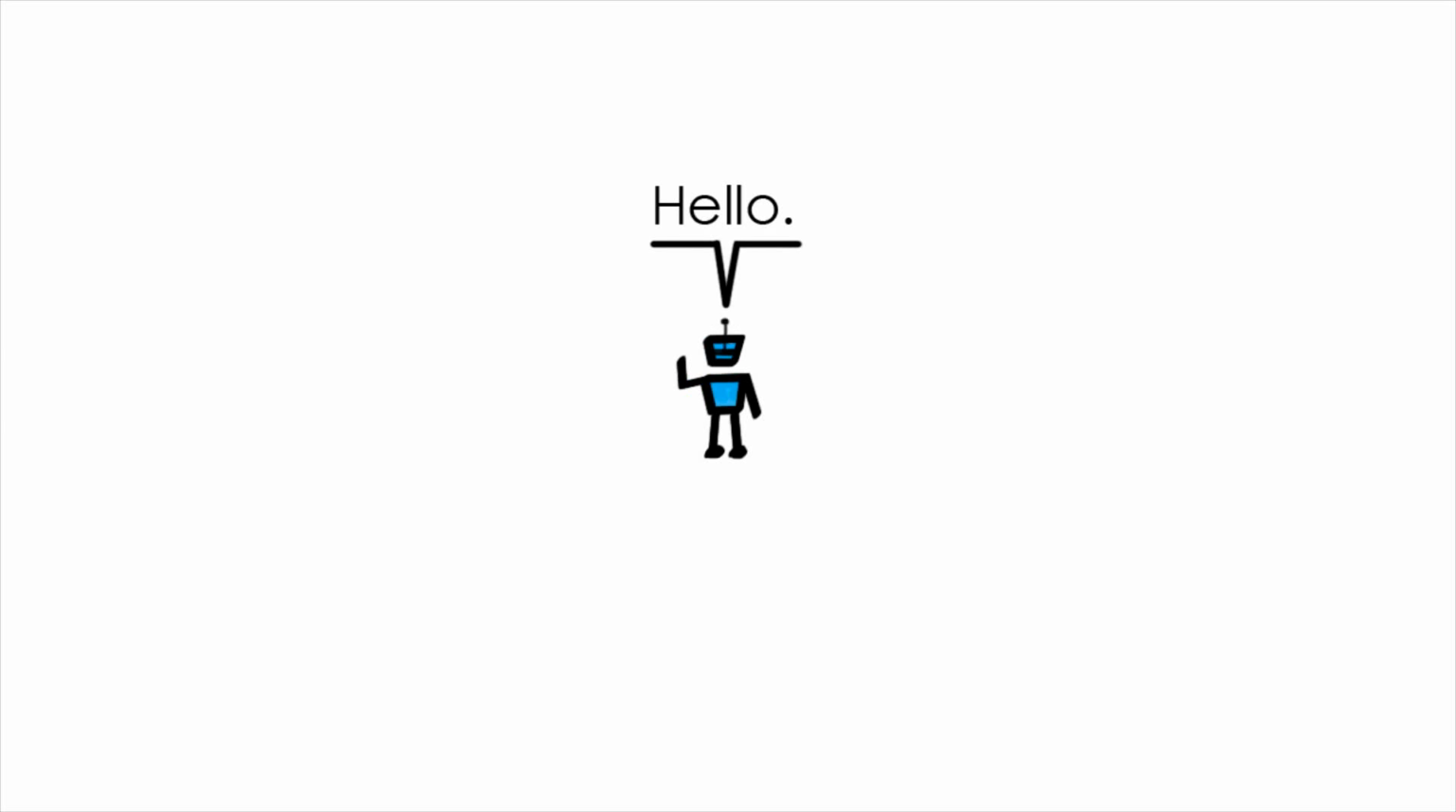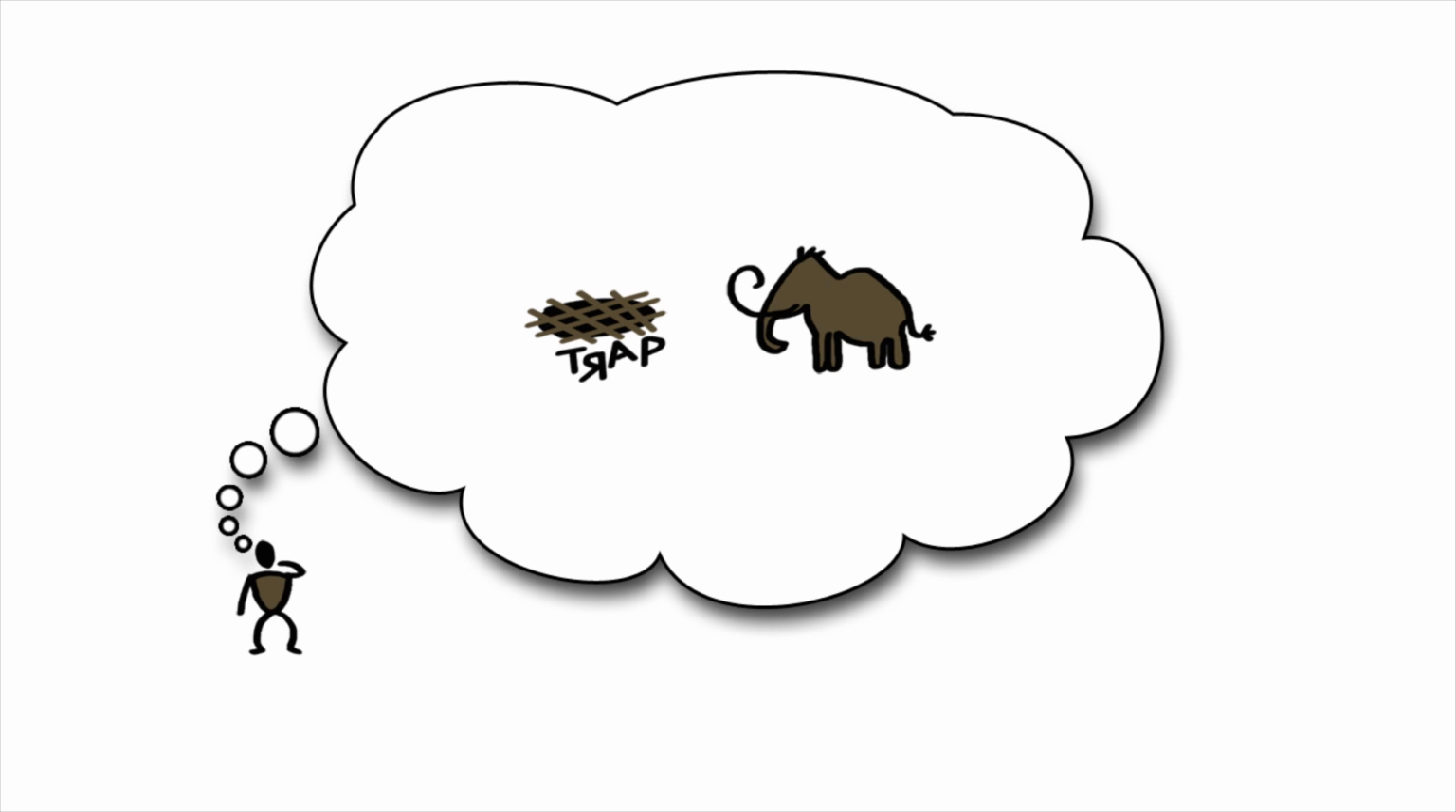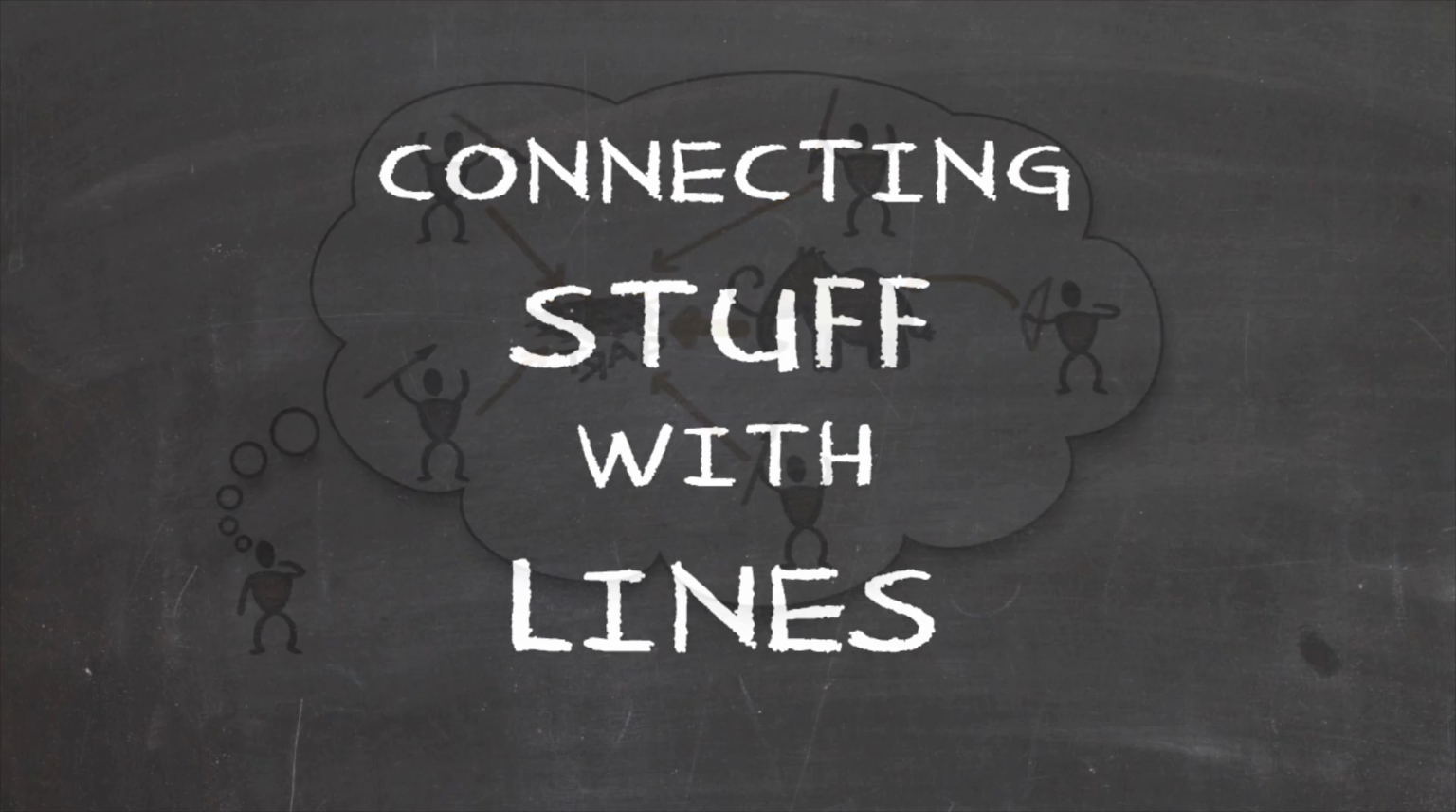Hello. This is an introduction to a new Unity extension, the Spaghetti Machine. Since the dawn of mankind, people have visualized complex interrelationships by connecting stuff with lines.